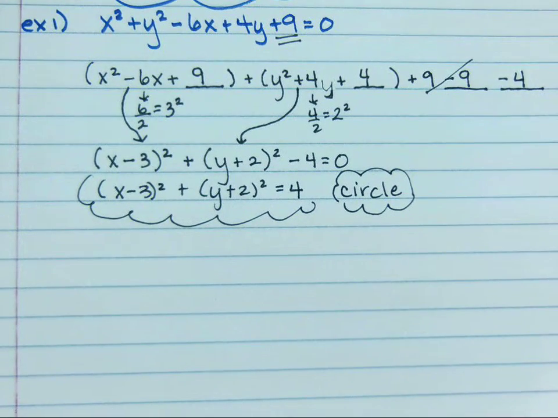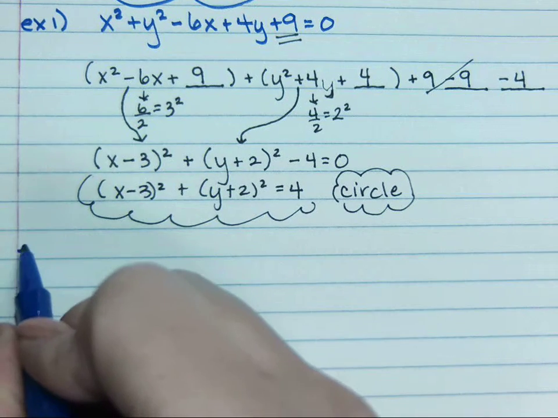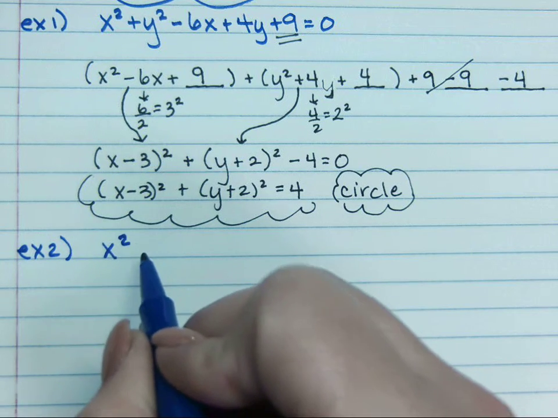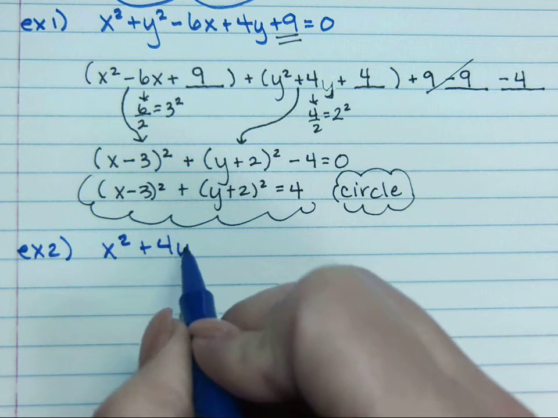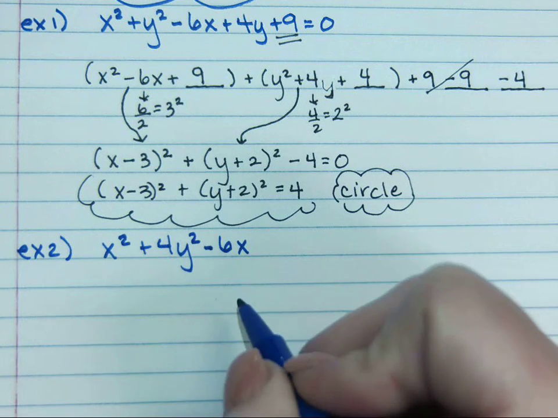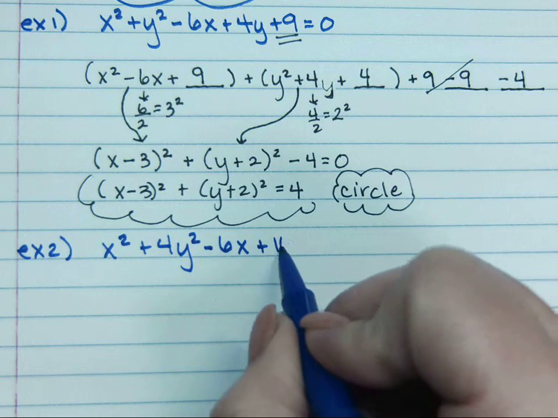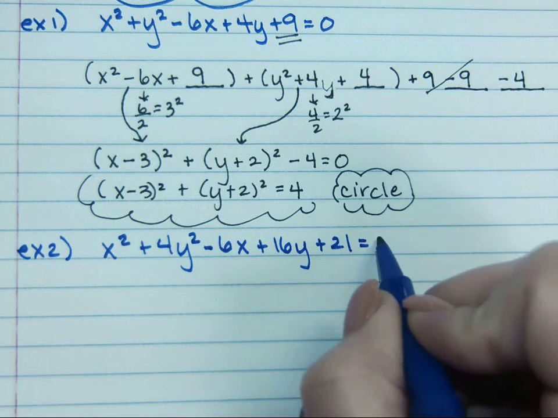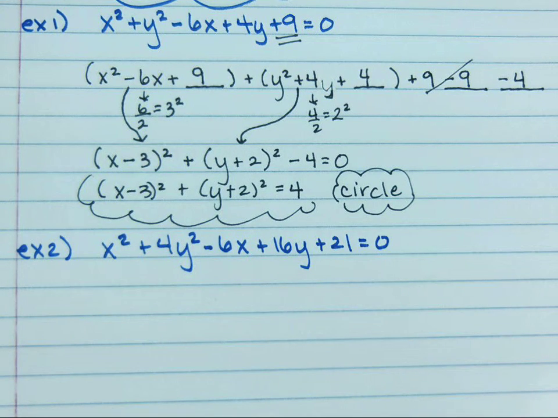So let's look at a couple others. Let's see. How about x squared plus 4y squared minus 6x plus 16y plus 21 equals 0.